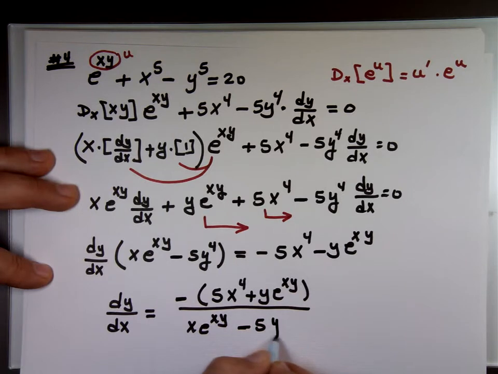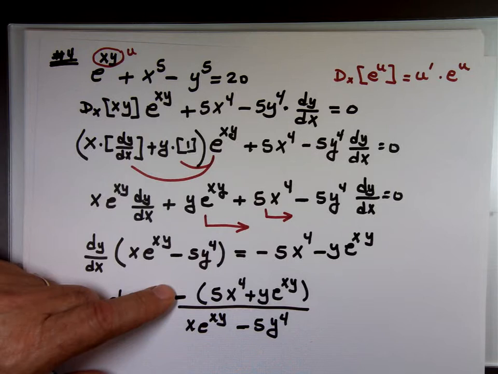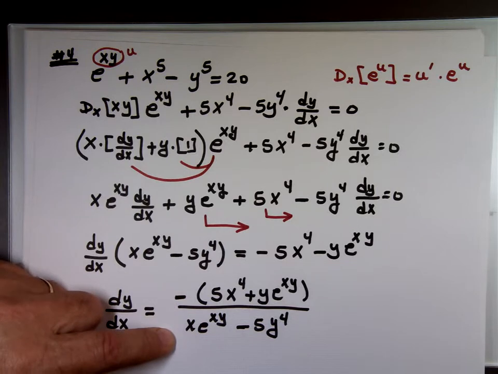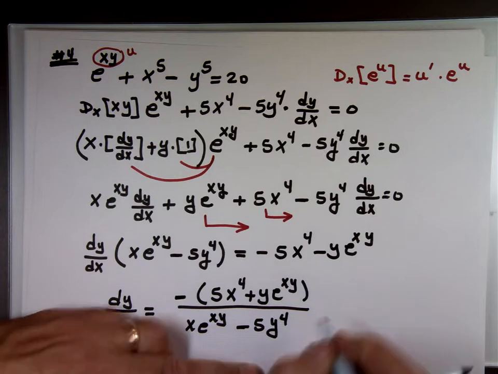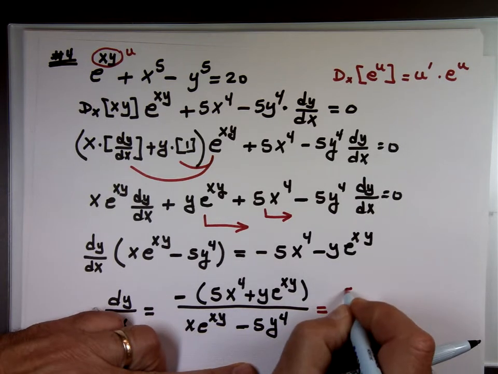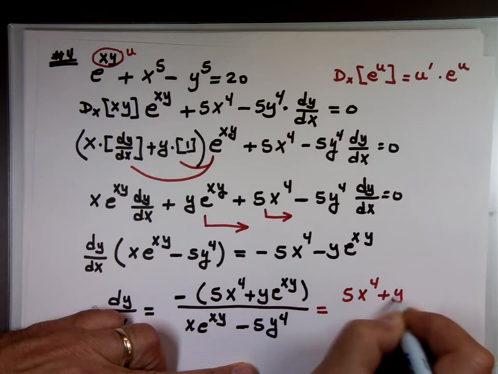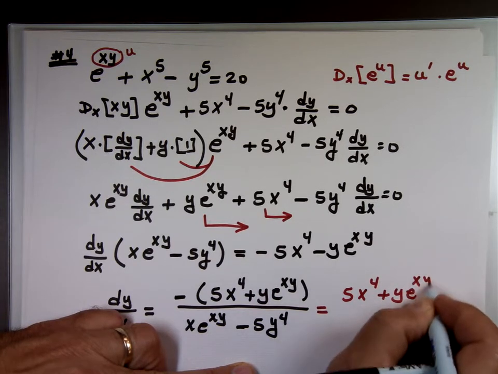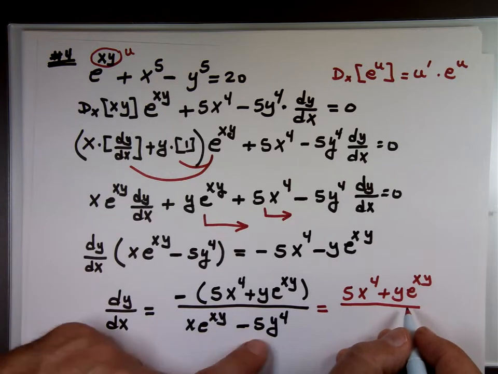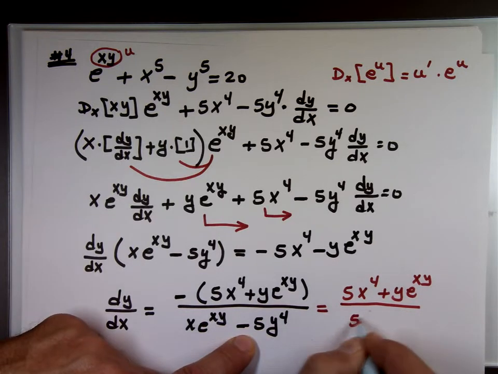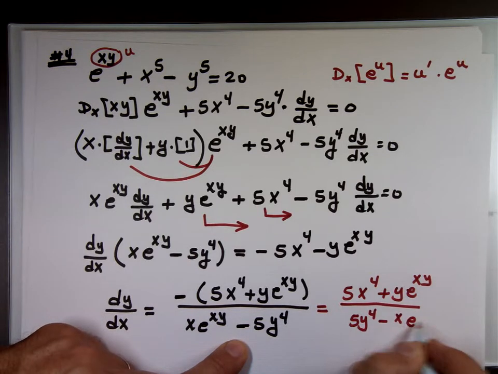Now me personally, if that was me, I take that minus sign, it's on the top, I put it on the bottom. Instead of having that minus sign, if I moved it to the bottom, guess what the answer is going to look like? 5x to the fourth plus y e to the xy. When you bring that minus to the bottom, it's going to change all the signs on the inside. It's going to make that 5y to the fourth minus x e to the xy.